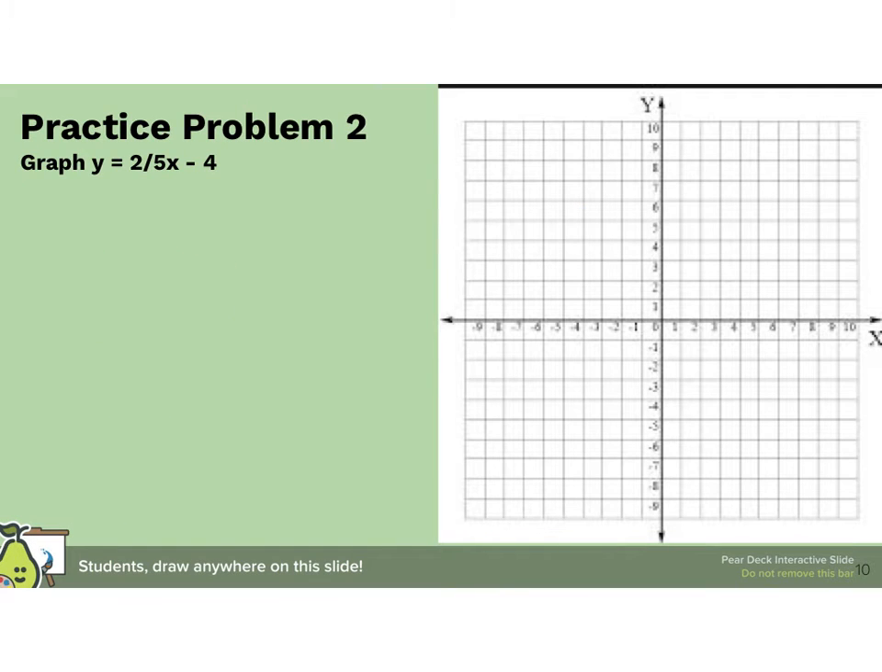Practice problem 2, now I need to graph it. So I have the equation, I'm going to graph it. Same thing, find the y-intercept, it's negative 4, put it on the graph. Find the slope, it's 2/5, it's positive, that means go up 2 and right 5. Where do I start? From the y-intercept.